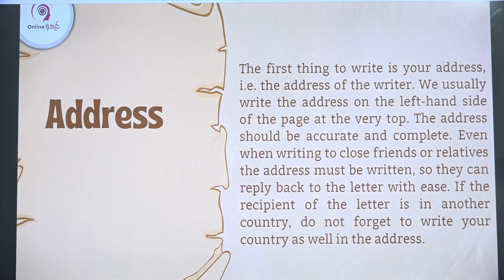So the first thing is the address. Just like the formal letter, the format is almost the same, but here we start with our address, and once again it's on the left hand side. Now here too, even though we are writing to someone close, we should be writing our address accurately and completely.